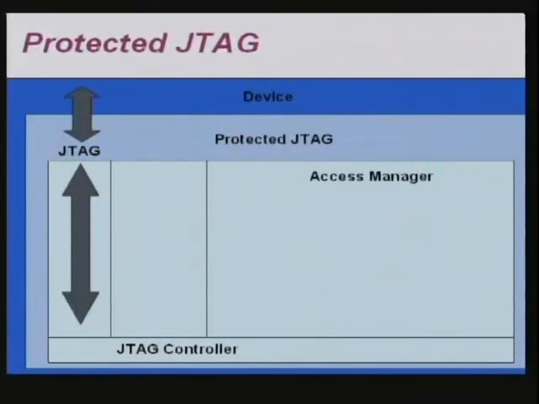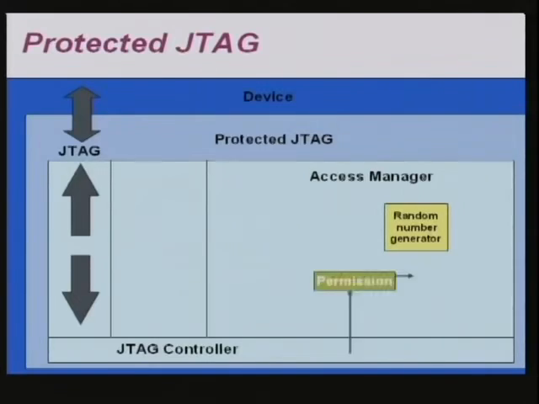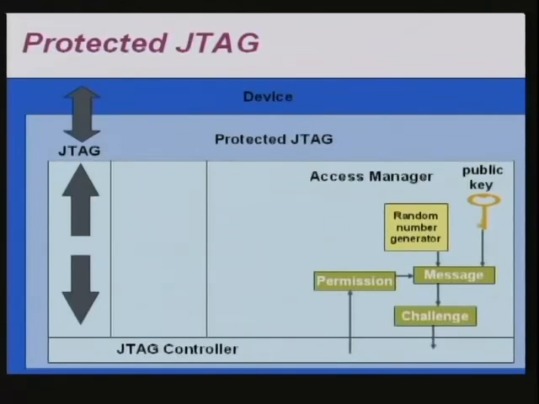The way we do that inside of an access manager is a function called protected JTAG. I'm going to start by adding a random number generator, which a lot of these kinds of chips typically either don't have or don't have a very good one. I'm going to take a permission level from the outside world in, and then build a message. I'll go through in a minute what that message looks like. I'm going to take a public key, because I'm going to rely on some public key infrastructure, and encrypt this message so that the only one that can decrypt it and do anything with it is the person holding the private key out there in the infrastructure. That's going to form my challenge.